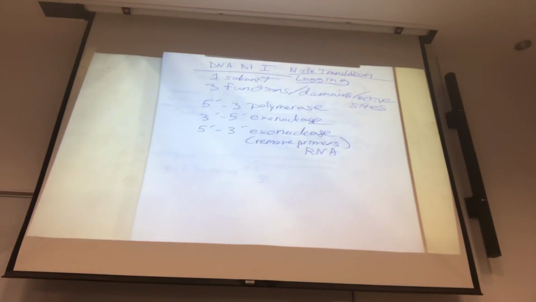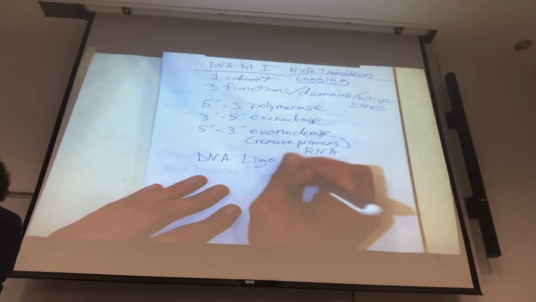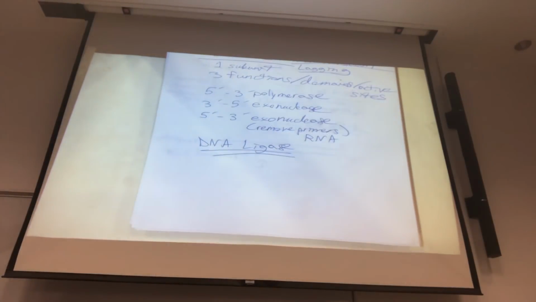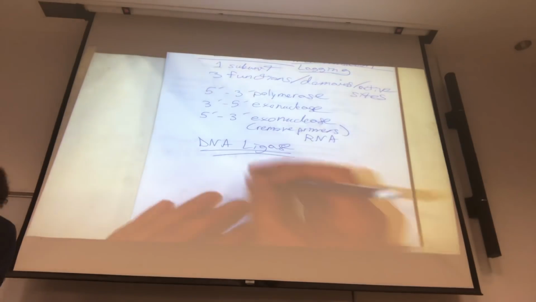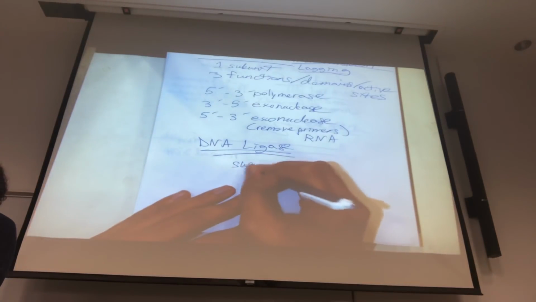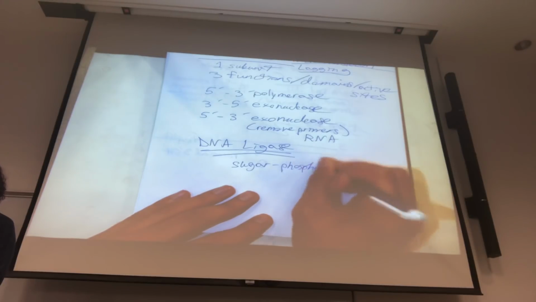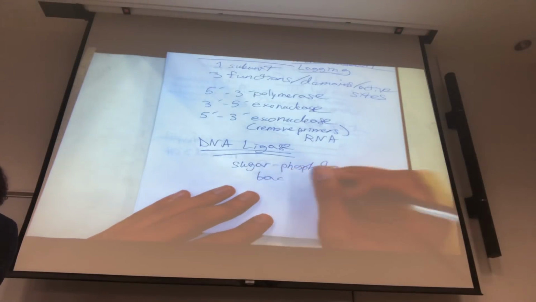Technically, there's one other enzyme necessary for nick translation. Anyone know the name of that? Ligase, exactly. DNA ligase. DNA ligase's job is to finish sealing the nick between 2 Okazaki fragments by fusing together the sugar phosphate backbone between the 2 Okazaki fragments.